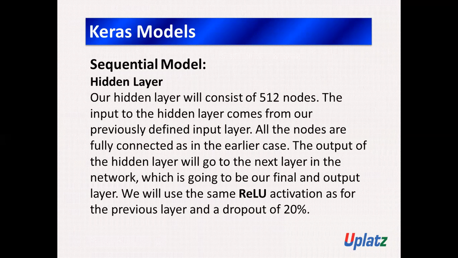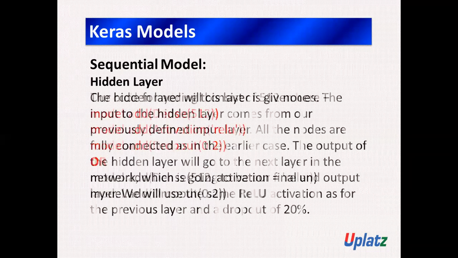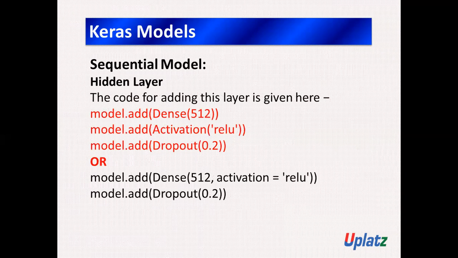So again, we will use the same rectified linear unit activation function, the ReLU function, as for the previous layer, and a dropout of 20%. See here, the code for adding this layer is given here. The same way you need to add the hidden layer.